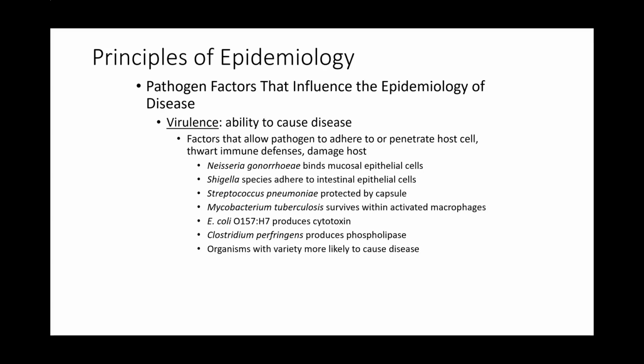And so factors within the pathogen that allow it to cause disease would be things that allow it to adhere to a host, penetrate the host cell, stay away from the host's immune system, and cause damage to the host. And here are a series of bacteria that have certain characteristics that influence their virulence.